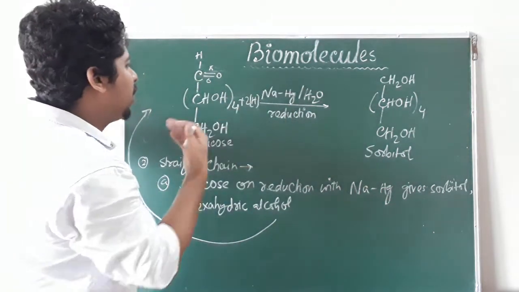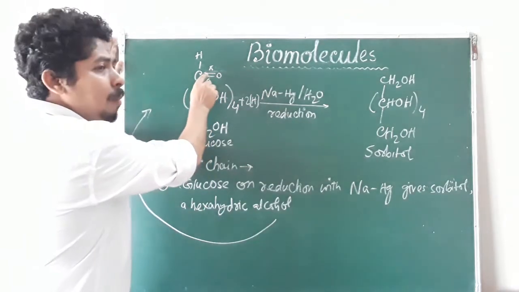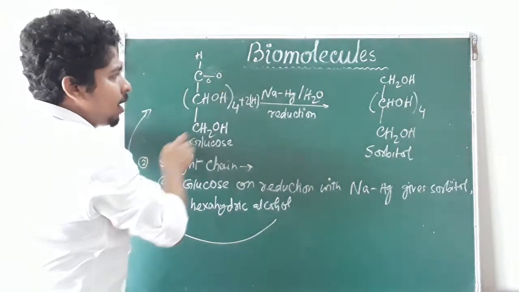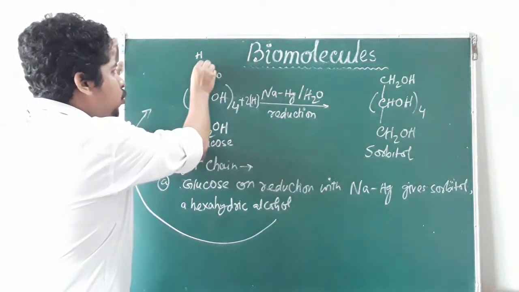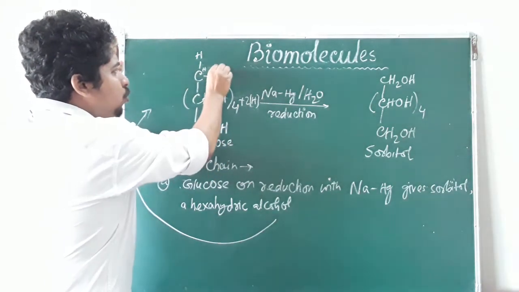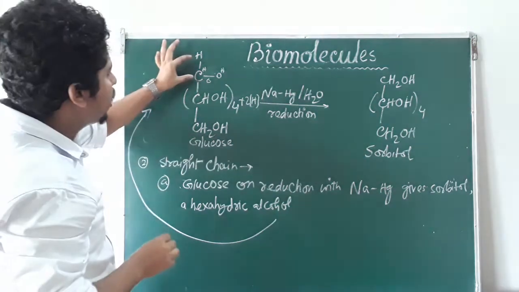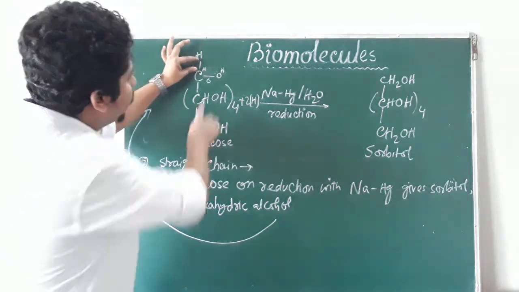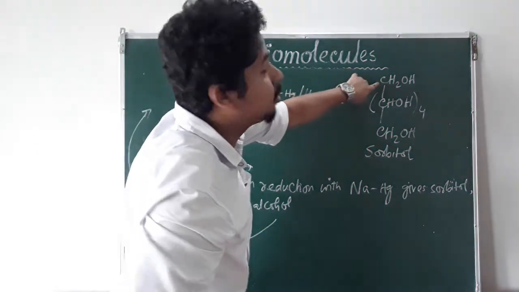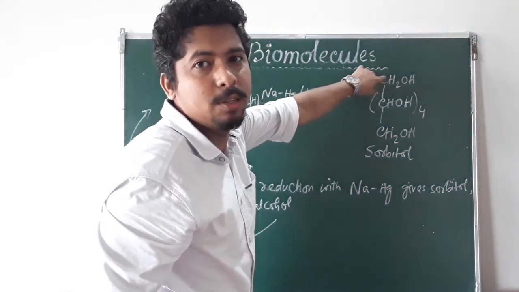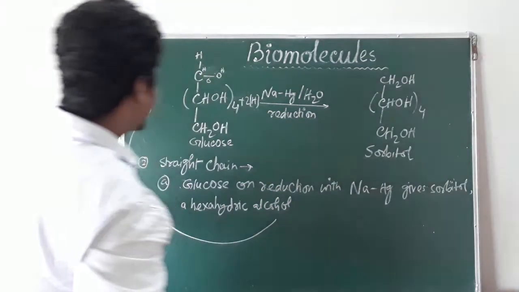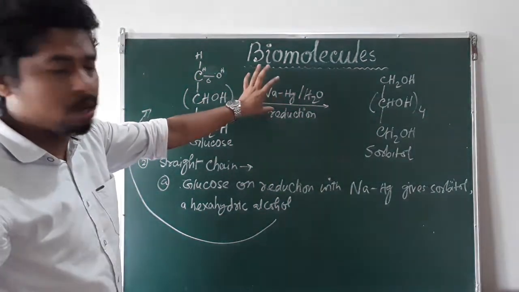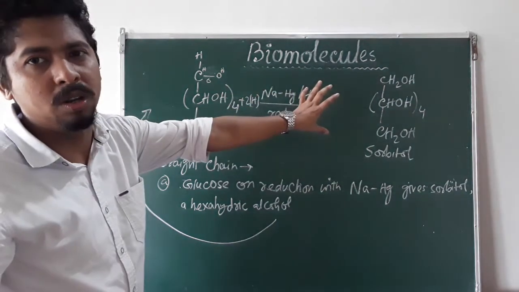How will it add? Here you see this pi bond. This pi bond is a weak bond, so it will break. Out of the two hydrogens, one hydrogen will be added to this one, and another hydrogen will be added to that one. Now you see, here we have CH2 bonded to OH, so this is alcohol. This is how glucose on treatment with sodium amalgam, or reduction with sodium amalgam, gives sorbitol.